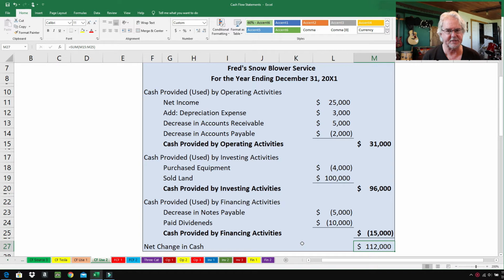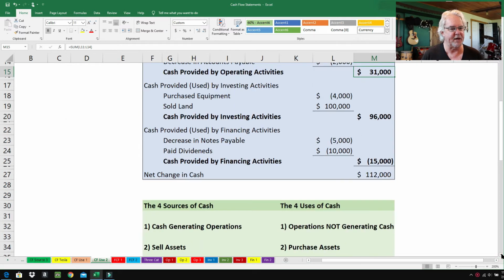Net change in cash is a whopping $112,000 positive. So he's got $112,000 more than he had at the beginning of the period. Now, is that $112,000 the most important number? If you've been watching these videos, you know the answer is no. The most important number is right here, cash provided by operating activities, $31,000, and it is positive in this example.